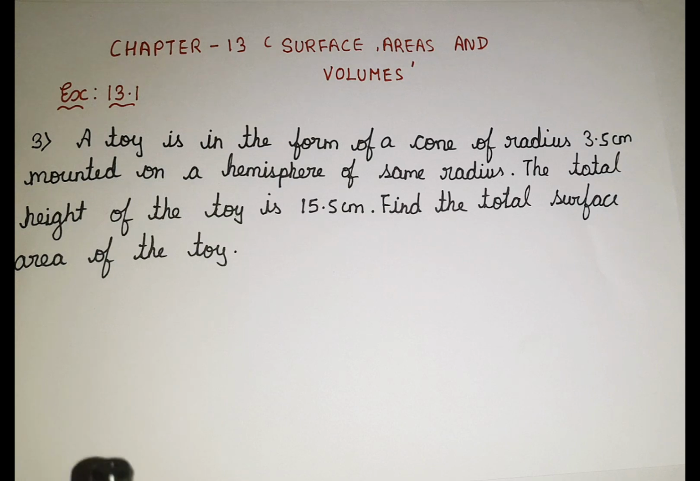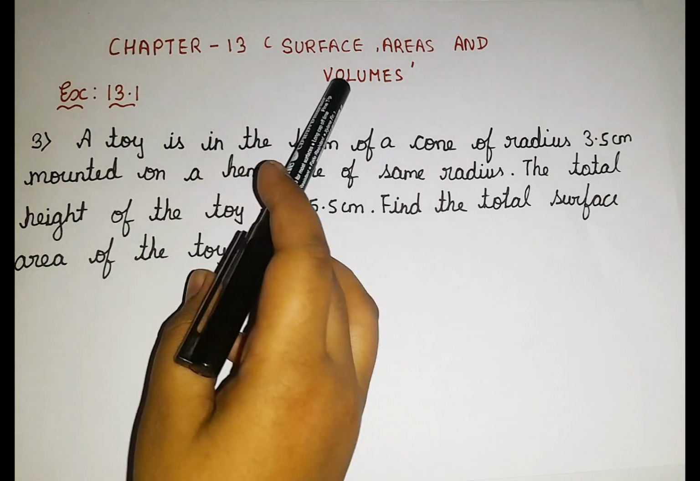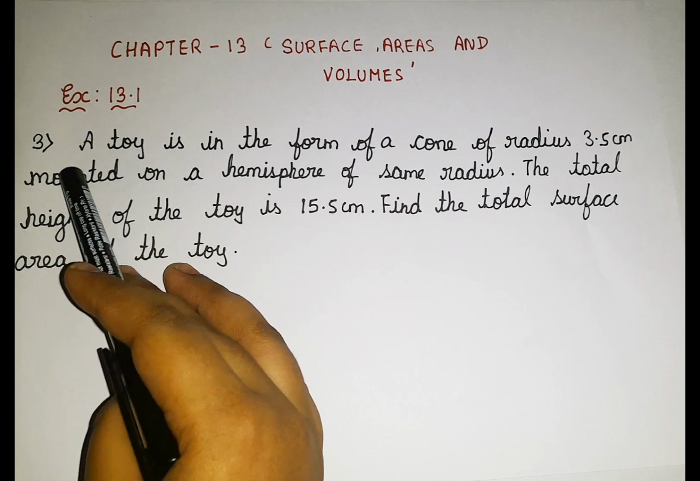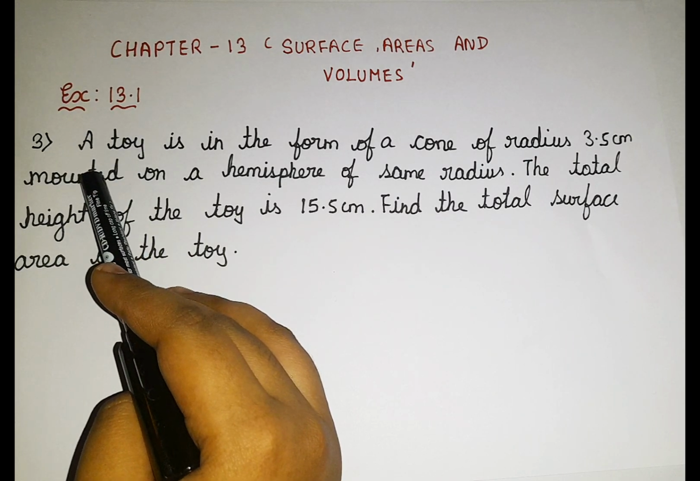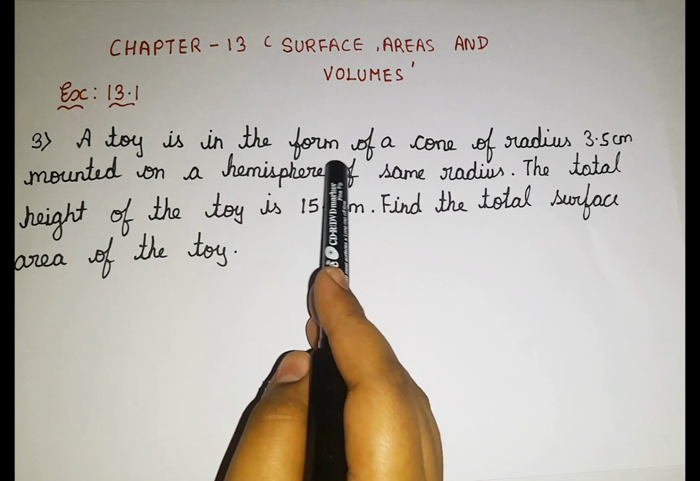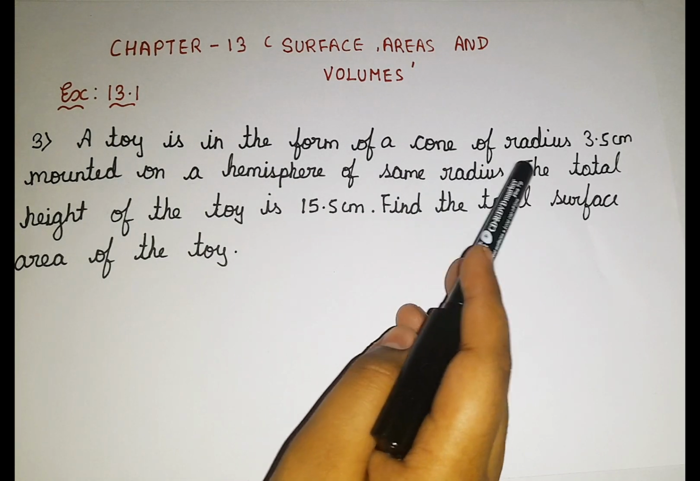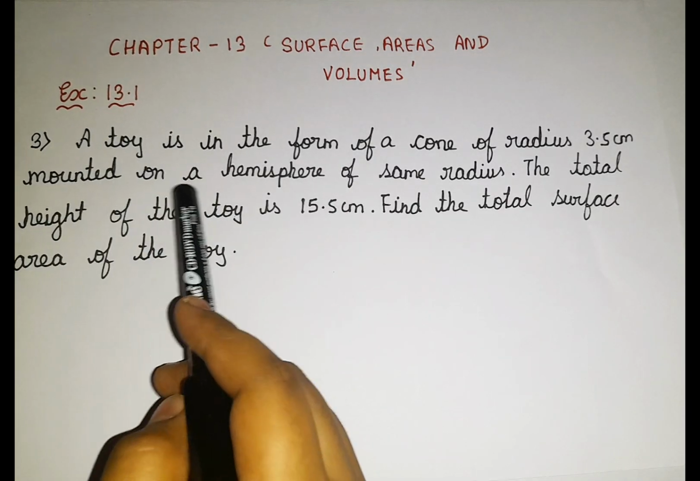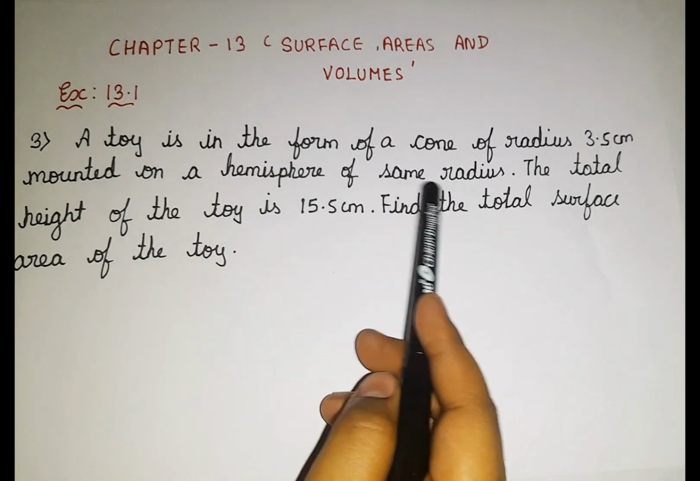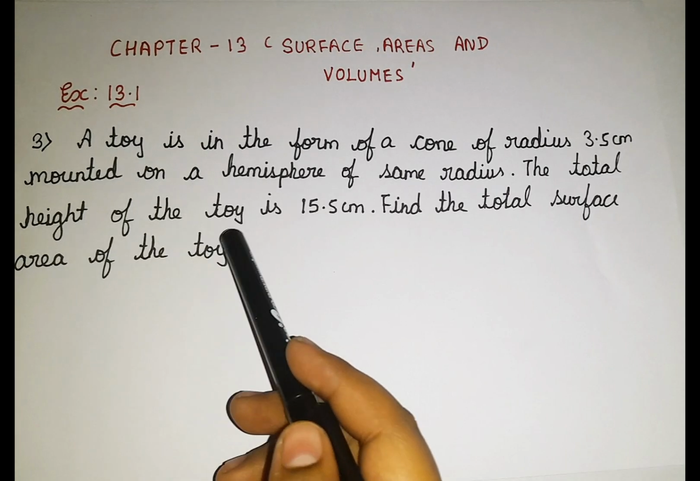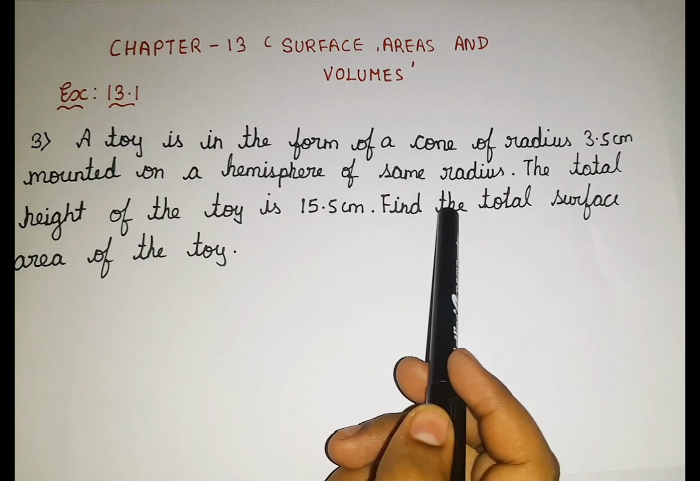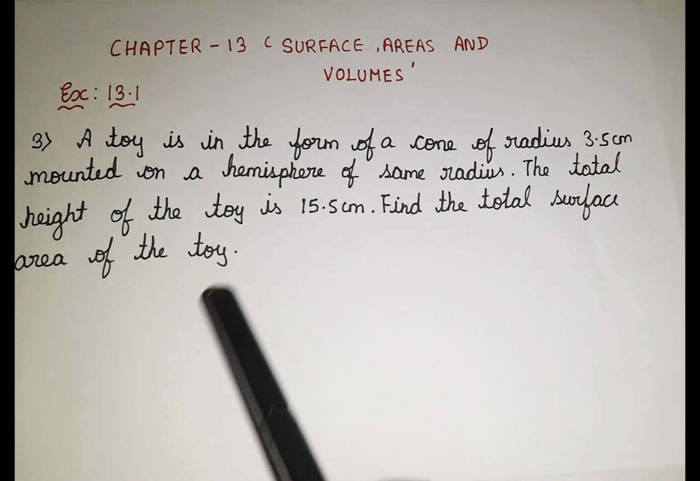Today we are going to be learning Chapter 13, Surface Areas and Volumes, Exercise 13.1, third question. Alright, now let's read the question. A toy is in the form of a cone of radius 3.5 cm mounted on a hemisphere of same radius. The total height of the toy is 15.5 cm. Find the total surface area of the toy.